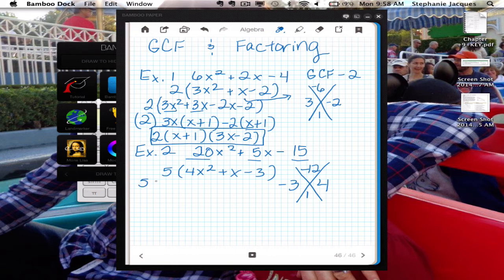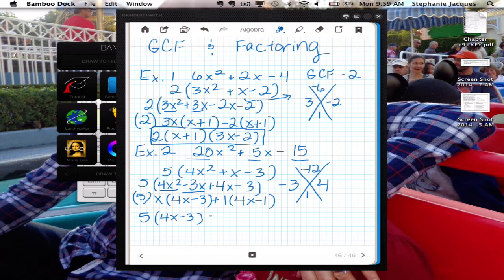So I leave my 5 out, and I do 4x squared minus 3x plus 4x minus 3. Now I do my cover-up method. So I'm just going to be looking at this one and this one. I can only factor out an x there. So I'll get 4x minus 3. And over here I put my 4x minus 3, so I'd get a plus 1. And so my factored form is going to be 5 times parentheses 4x minus 3 and x plus 1.